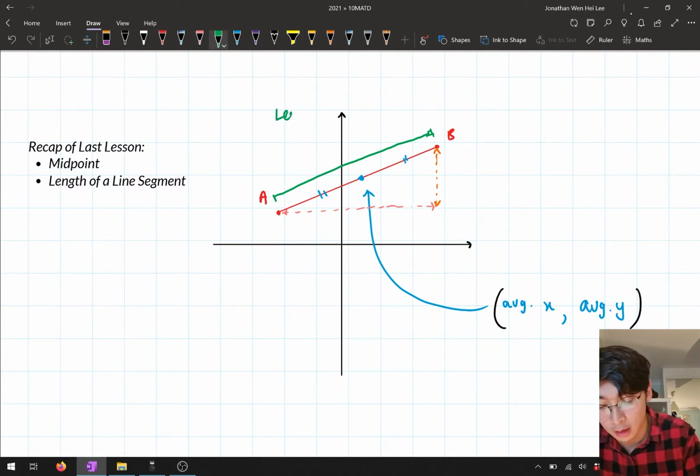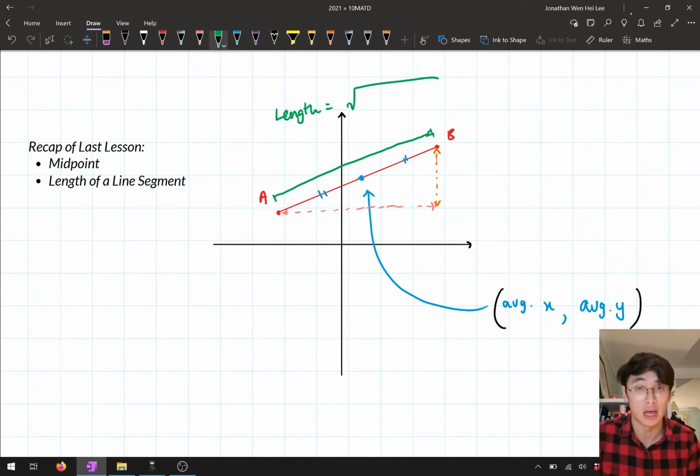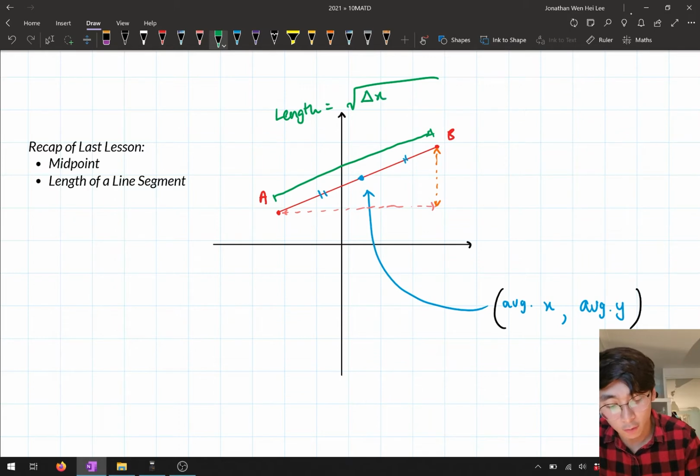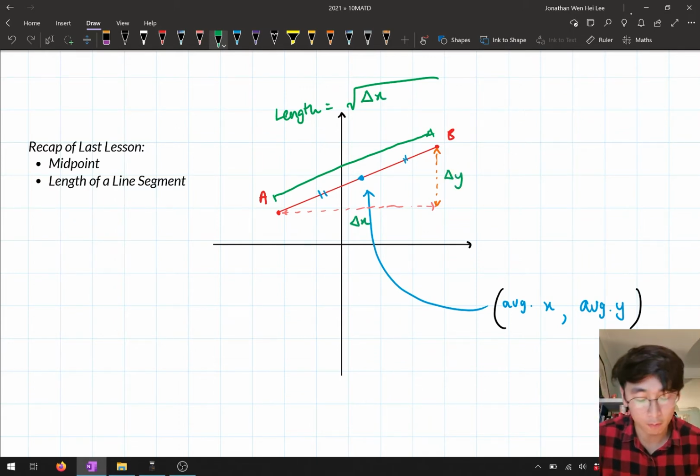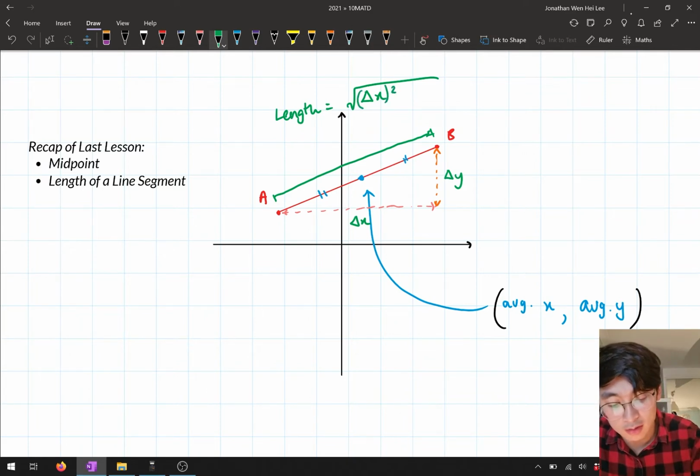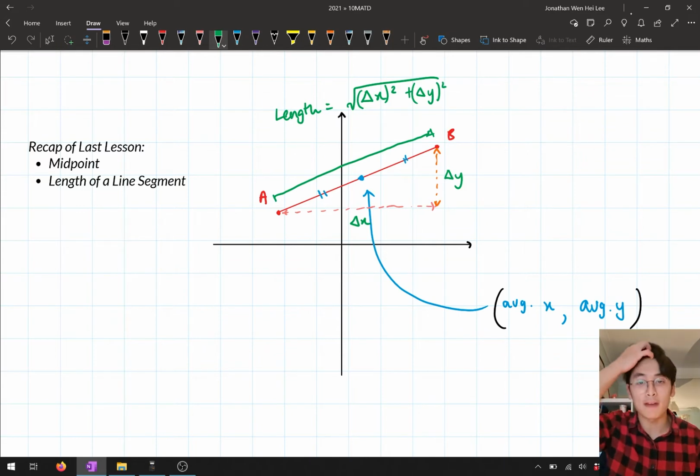So if we wanted to find the length, we took the square root of, and the notation that I used last lesson was delta x for the horizontal length and delta y for the vertical length, and we squared both of these and added them together. So that's how we found the midpoint and the length from last lesson.